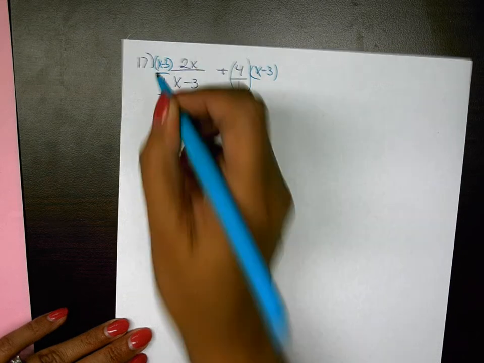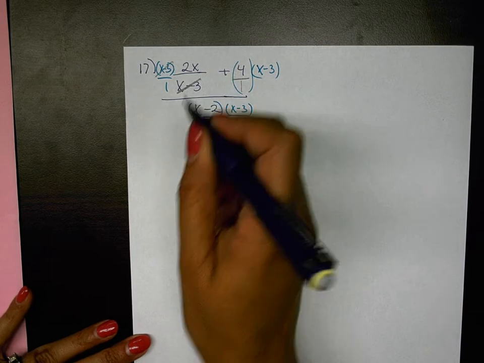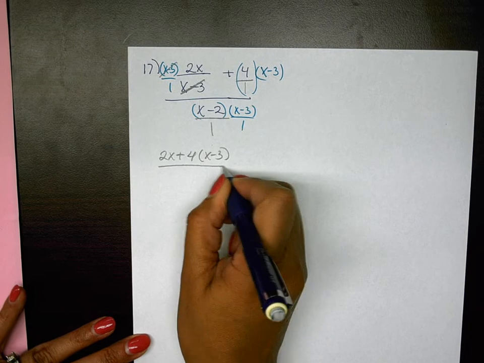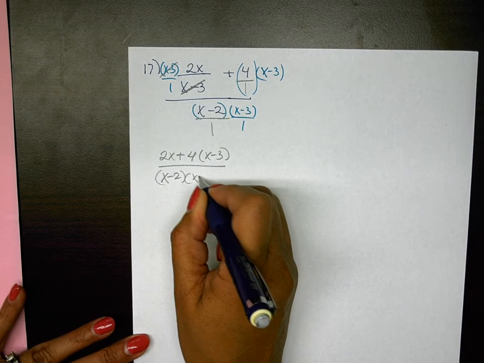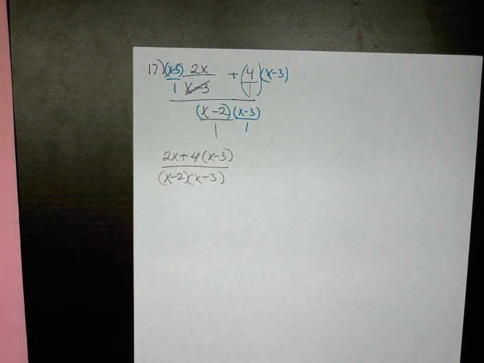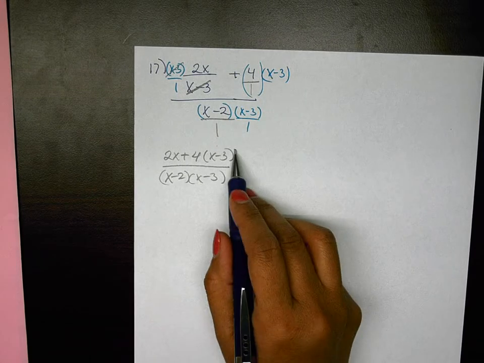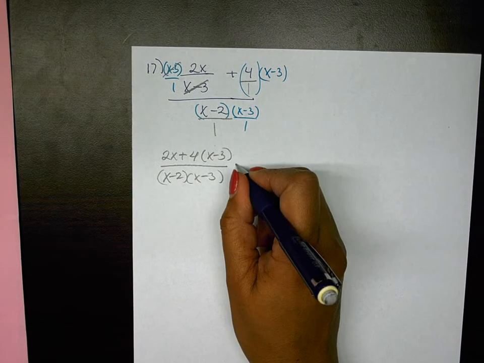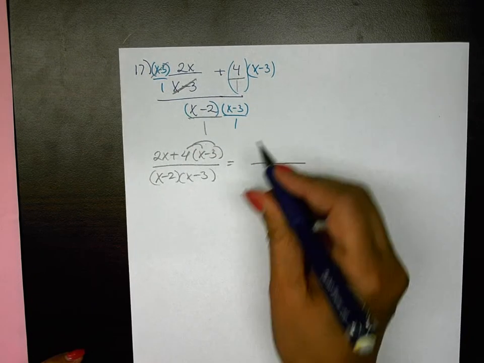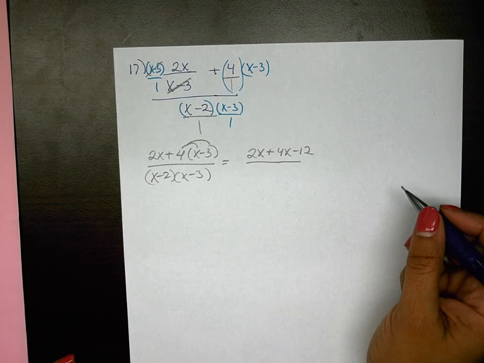All right, I can see on the first one the x minus 3 reduces completely, leaving behind a 2x plus 4 parentheses x minus 3 all over x minus 2, x minus 3. If I wanted to, could I reduce those x minus 3's? No, I cannot because of that plus sign there. So I have to ask myself, can I factor up here? Well, there's no GCF, but I can distribute, combine like terms, and see if there's anything else I can do. Okay, 2x plus 4x minus 12, and I do have like terms to combine there.